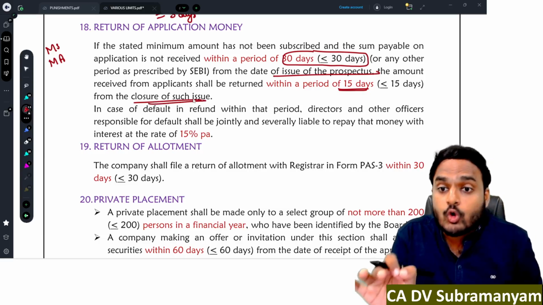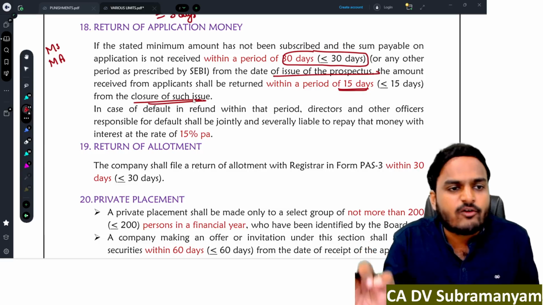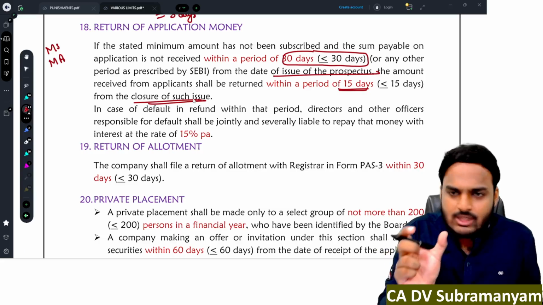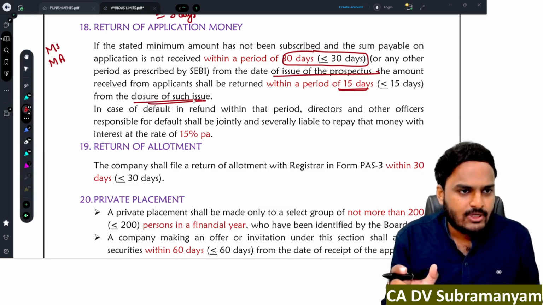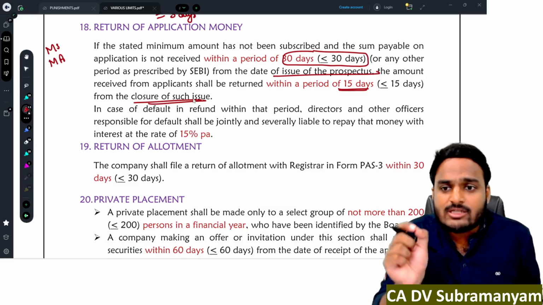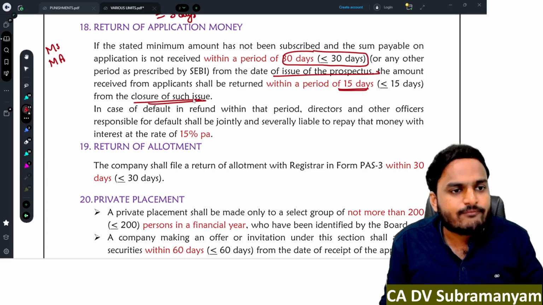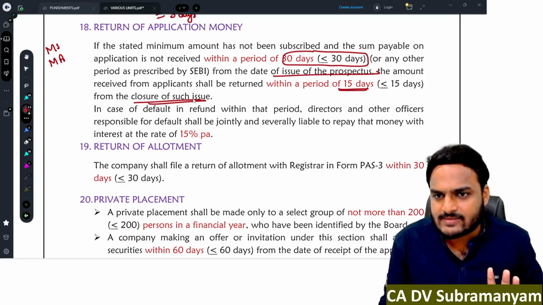15 days from closure of issue, not 15 days from date of prospectus, not date of issue of prospectus. So in prospectus, you will mention offer period. So closure of offer period. So what is the closure date? From that date onwards, within 15 days, you have to refund all the application monies.